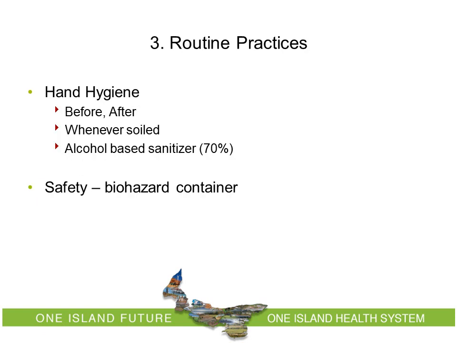Number 3, routine practices, which includes hand hygiene. Perform hand hygiene before and after administration of vaccine, and whenever hands are visibly soiled, and use an alcohol-based hand sanitizer with at least 70% alcohol. The use of a biohazard container for sharps is also part of routine practices.